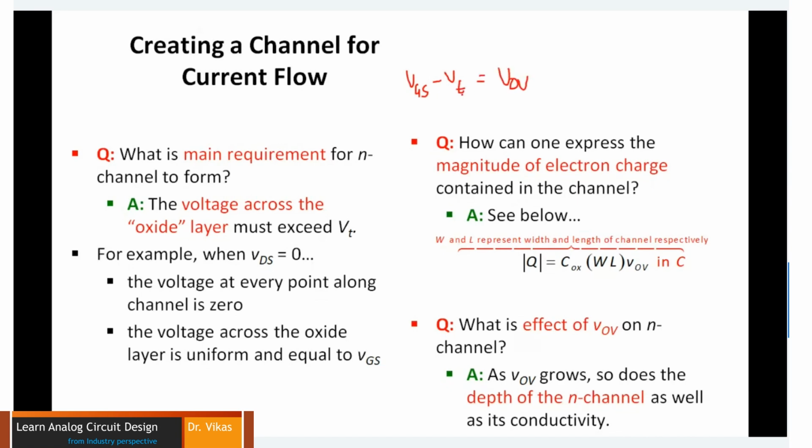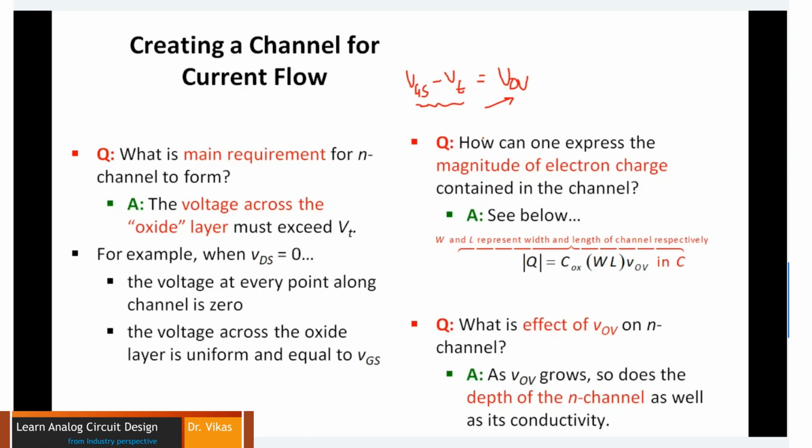Because always remember, the threshold voltage is the bare minimum voltage that is required to form the channel. I don't always apply a voltage at exactly VT. I apply certain voltage more than VT, which is my VGS. And the difference of this would be your VOV. So whenever we apply certain VOV, there is a formation of channel.